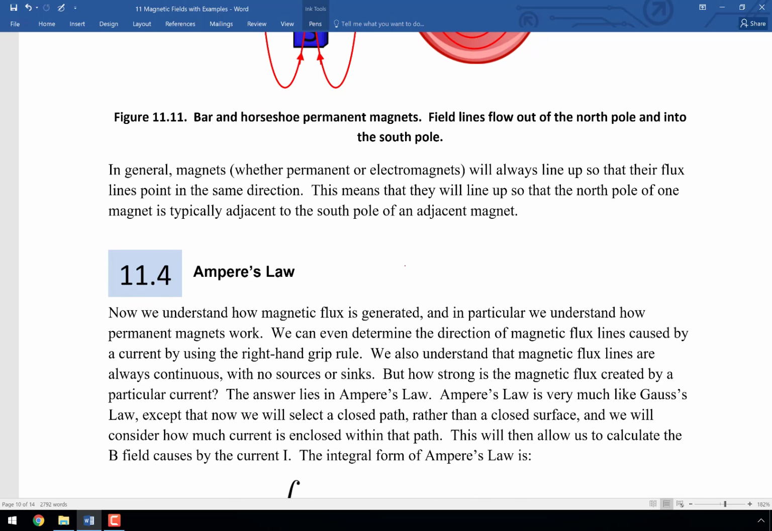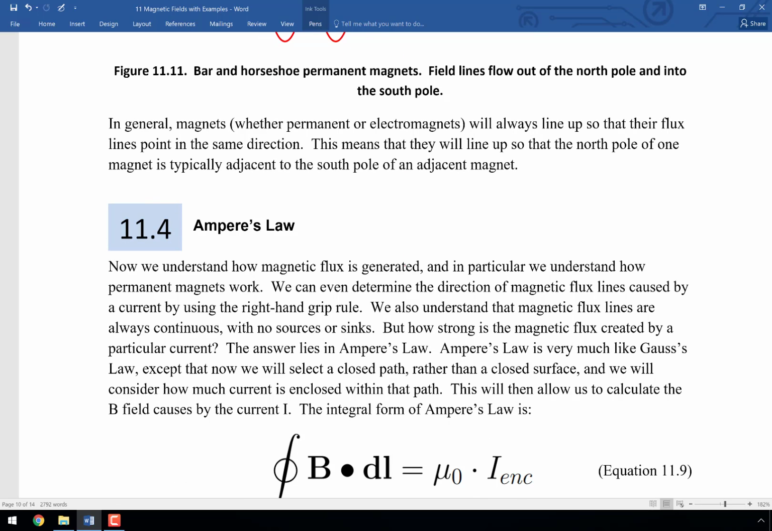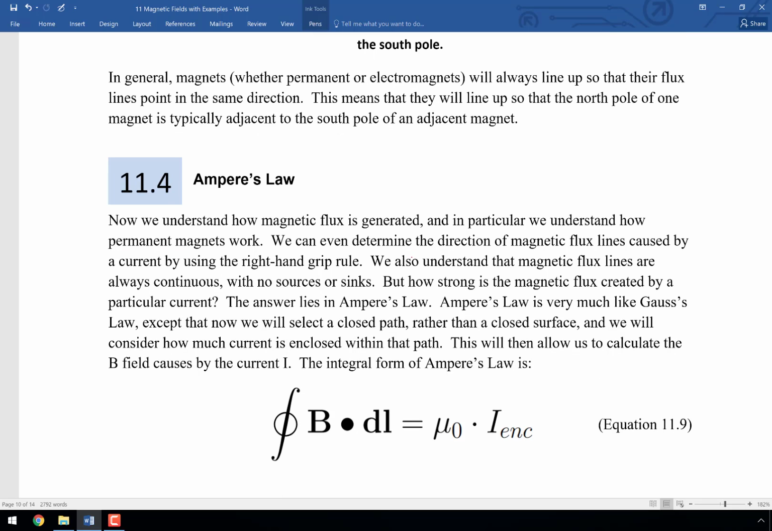Okay, so we've seen how magnetic flux is generated. It's generated by moving charges. In particular, we understand how permanent magnets work. We understand how to calculate the direction of magnetic flux lines using the right-hand grip rule. And we also understand that magnetic flux lines are always continuous with never a source or a sink. But how strong is the magnetic flux? How can we calculate the value of B? We know the direction of B, but what is the amplitude of B?